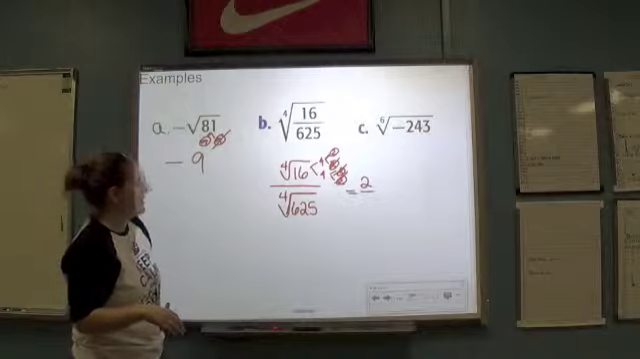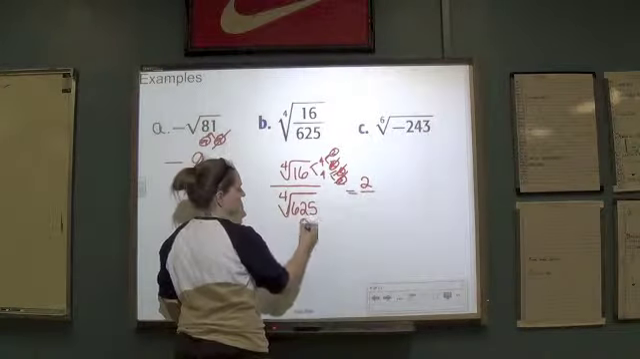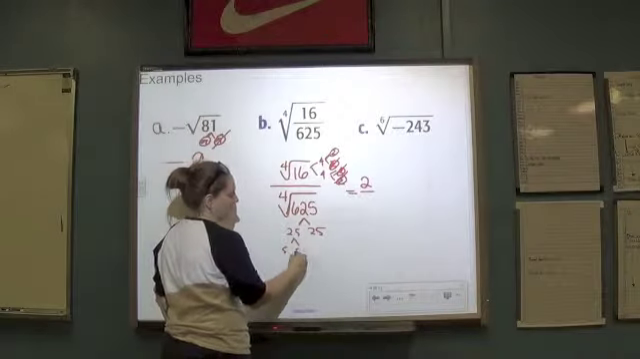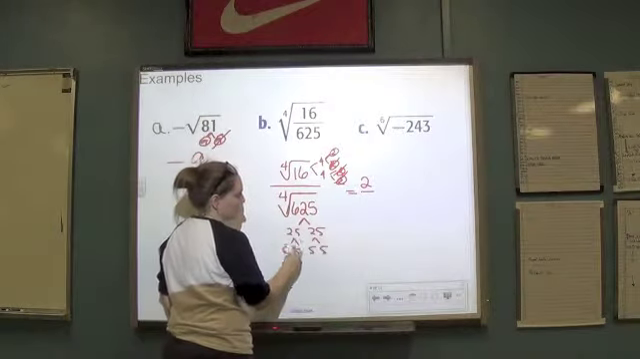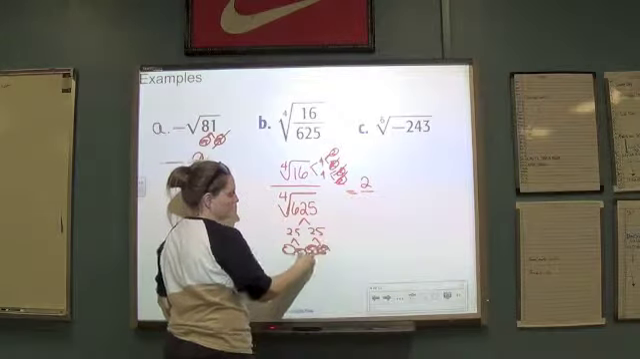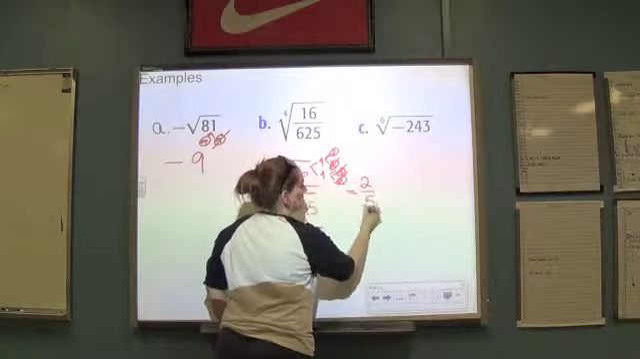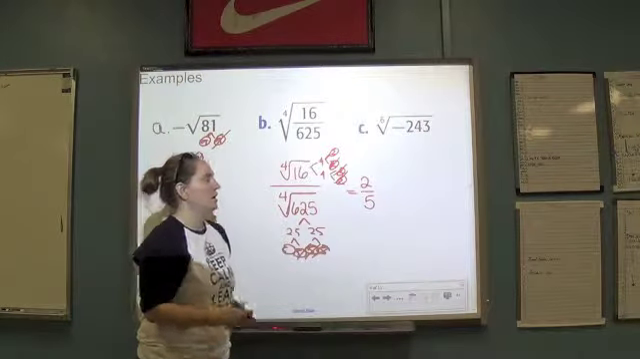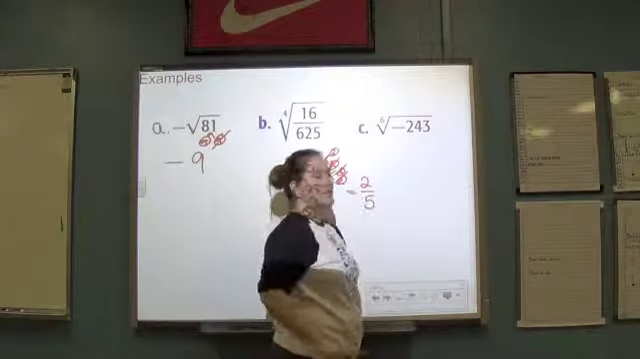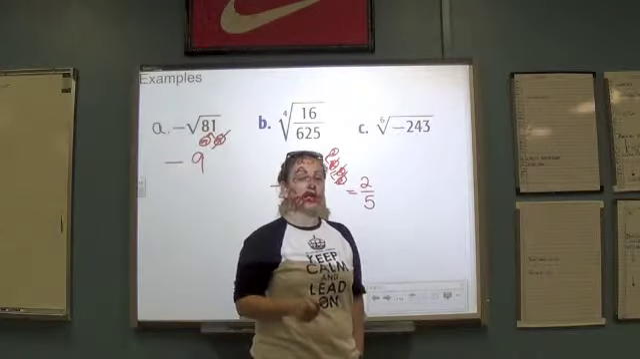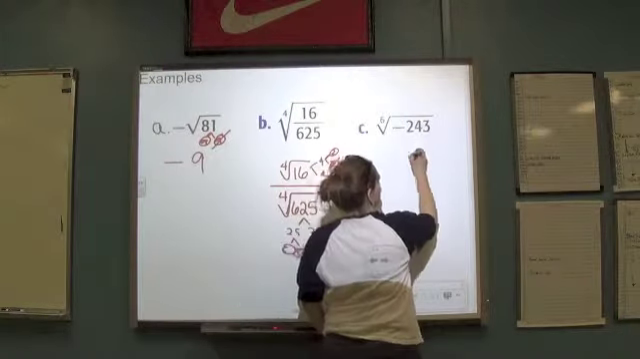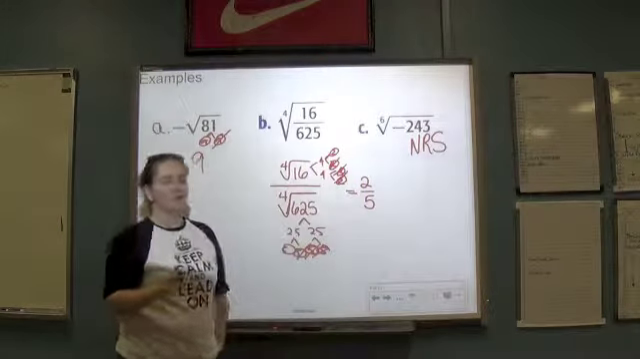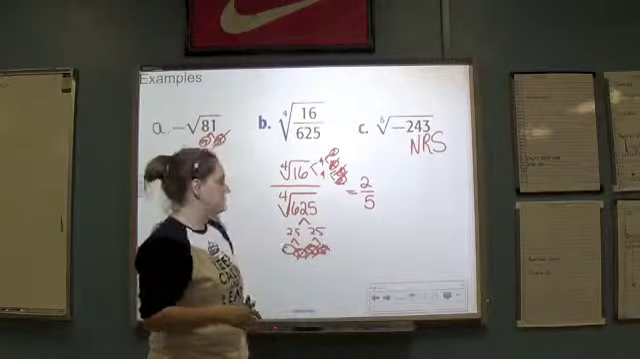Okay. The denominator, again, this is 25 and 25, 5 and 5, 5 and 5. So the four factors are 5. Get rid of them all. So the answer is 2 over 5. Okay? This one is an even root again, but it has a negative underneath. So if it's an even root with a negative underneath, the answer is no real solution. So NRS is fine. Now, if it was an odd root, then we'd actually be able to do it.